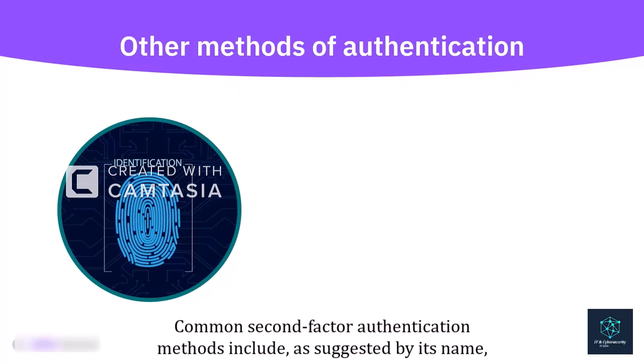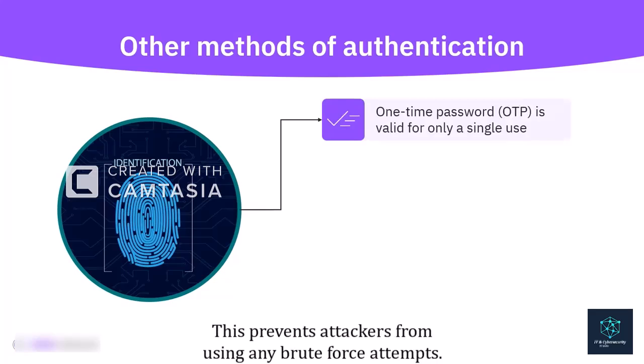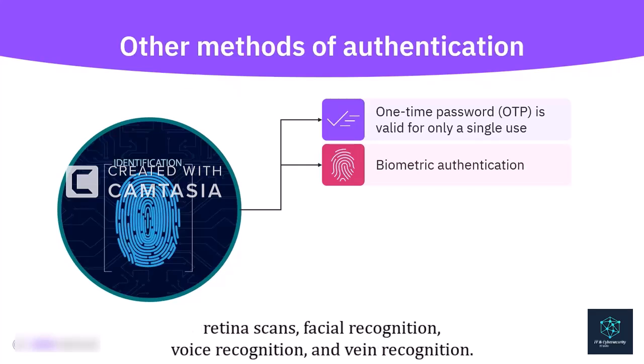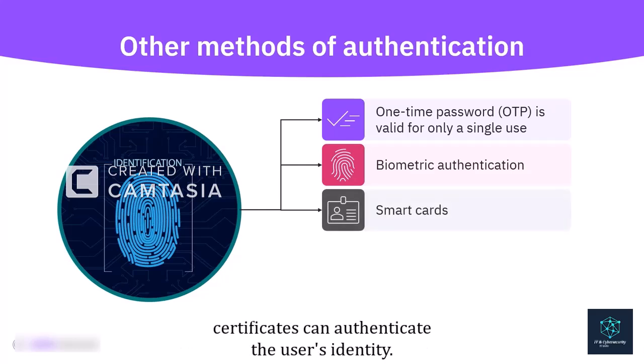Common second-factor authentication methods include, as suggested by its name, a one-time password, OTP, which is valid for only a single use. This prevents attackers from using any brute force attempts. Biometric authentication methods include fingerprints, iris and retina scans, facial recognition, voice recognition, and vein recognition. When inserted into a card reader, smart cards that store cryptographic keys and certificates can authenticate the user's identity.